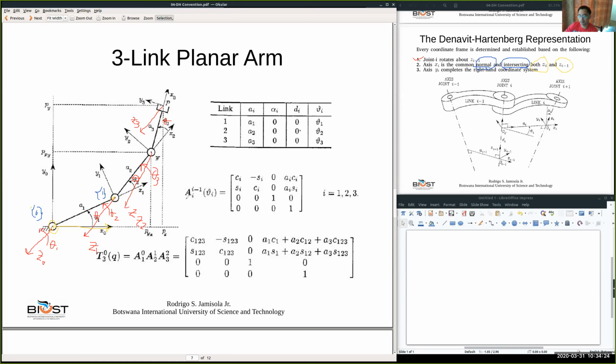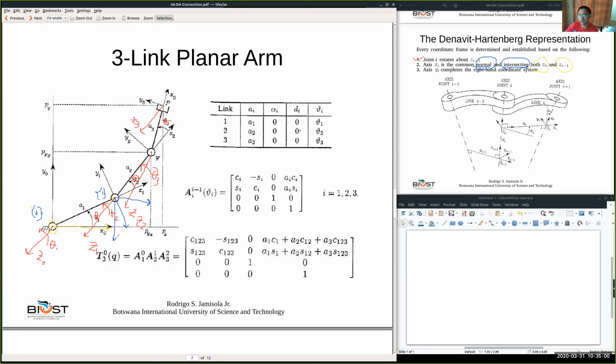Okay, so where is that? So of course we know that as long as X1 lies on the plane of the paper, it is both normal to Z1 and Z0. But we say that it should be intersecting Z1, and so here, if we place it here, it's already intersecting Z1. But then we can put X1 here, or X1 there, or X1 here.